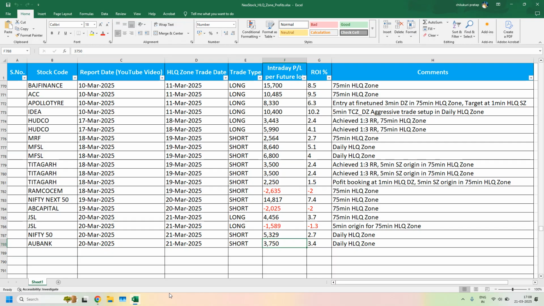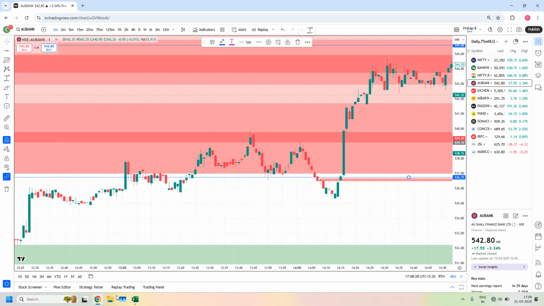Because many times after reaching 1:3, prices may get a lot of selling pressure. Whatever positions they might have already taken, they will square off all their positions. Automatically pressure will come, and then the market will start moving up again from there. That is what happened here.